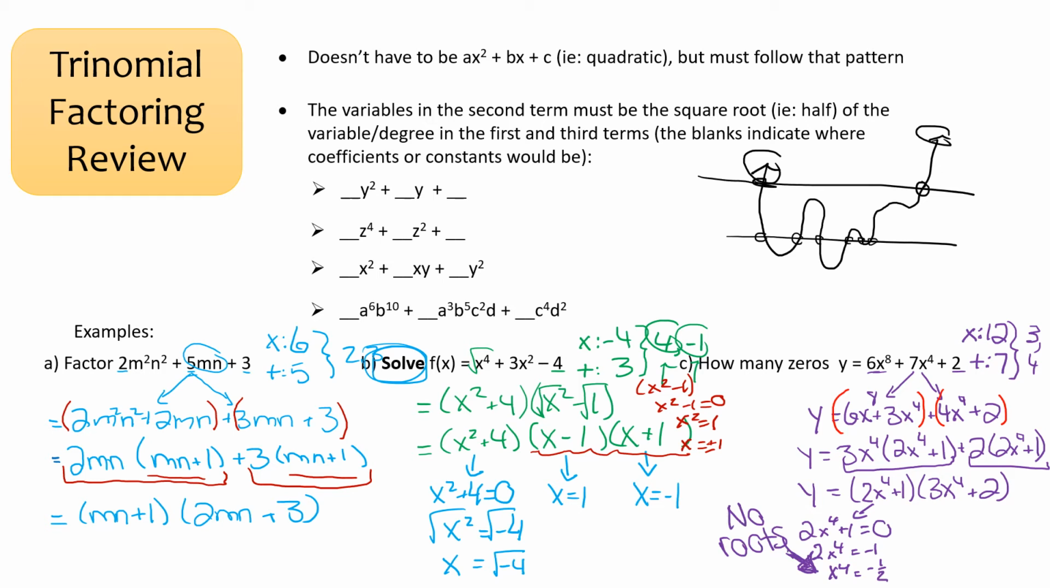Okay, let's look at the other side, the other bracket. 3x to the power of 4 plus 2, we set that equal to 0. Bring the 2 over. 3x to the power of 4 equals negative 2. Divide by 3. x to the power of 4 equals negative 2 over 3. Same problem. So we're going to get no real roots here either. So the question says, how many roots are there? We have no zeros.